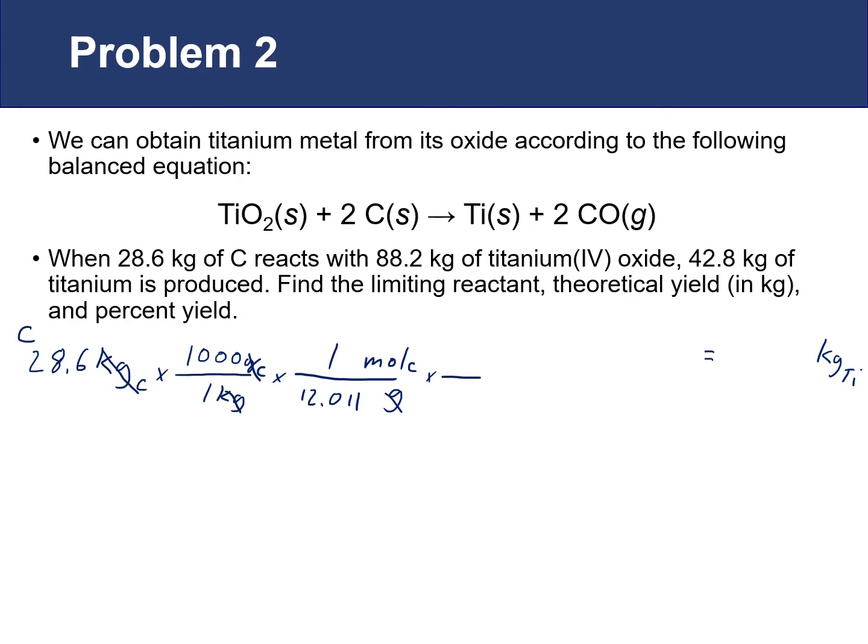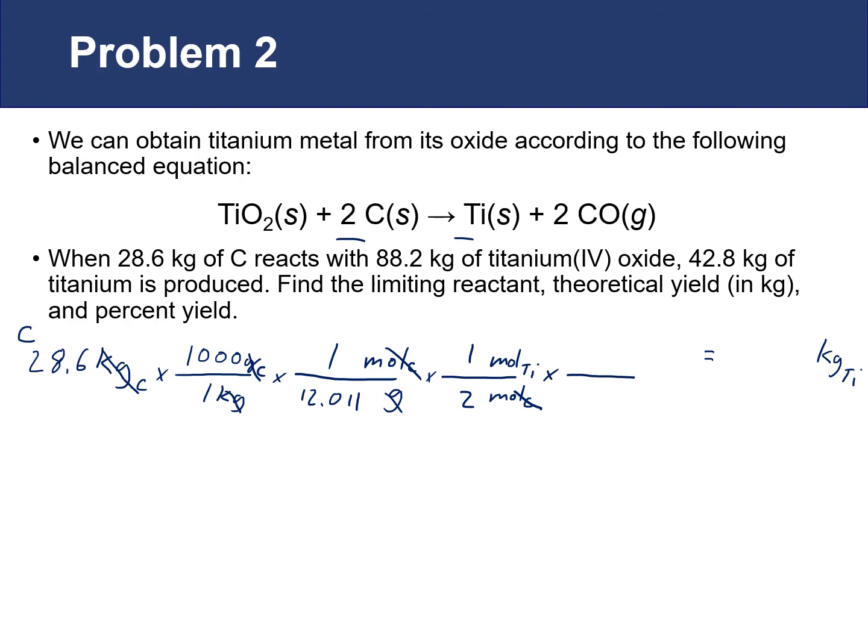We can then multiply this by our mole ratio. From our balanced chemical equation, 2 moles of carbon give us 1 mole of our titanium. So moles of carbon go on bottom, moles of titanium go on top. 1 mole of titanium is 2 moles of carbon. Our moles of carbon cancel out. Up till this point, we would calculate the number of moles of titanium.